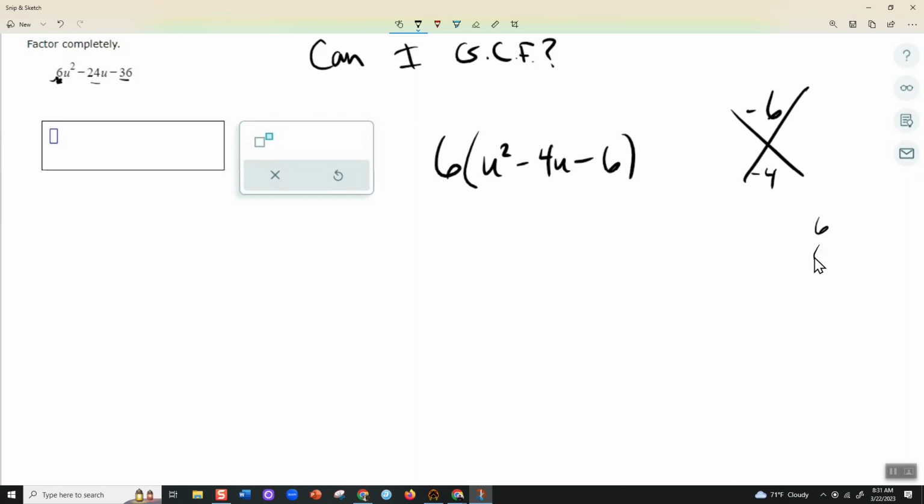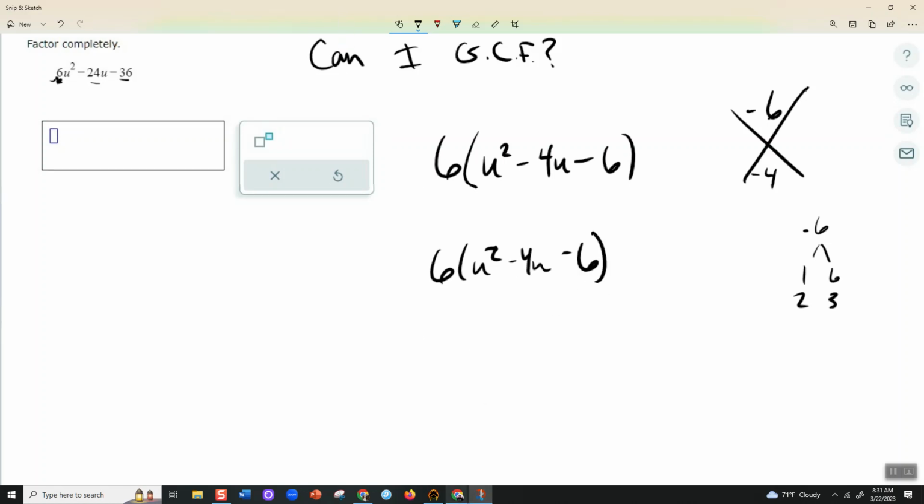So for the multiples or factors of 6, I've got 1 and 6, 2 and 3, and that's it. This is a rare case where there are no factors that multiply to -6 and add up to -4. It's very rare, so don't give up on all of them, because there usually is a factor. But sometimes there's not. So this is going to be my final answer here: 6 times u squared minus 4u minus 6.